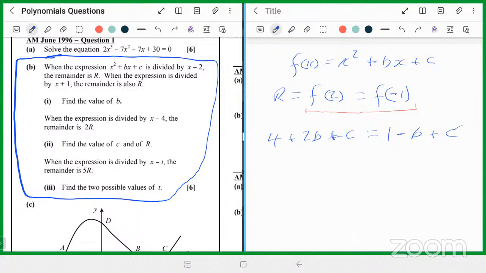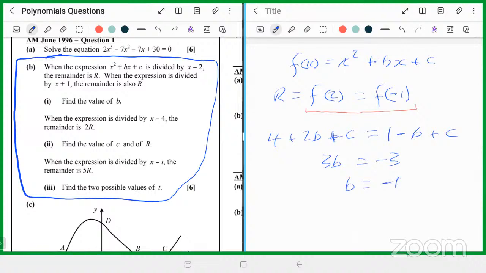This 3 and this c cancel each other, right? Then this minus b comes on this side to add to that 2b to give me 3b. Then this 4 comes on this side and subtracts from that 1 to give me negative 3. And so b equals negative 1. That's the answer for the first part. Good? b equals negative 1.